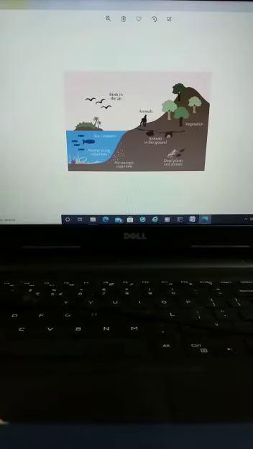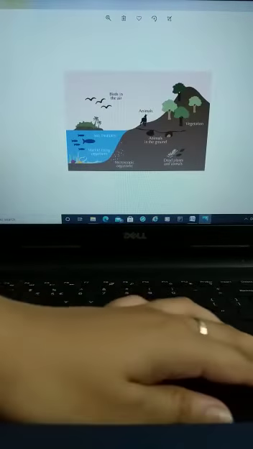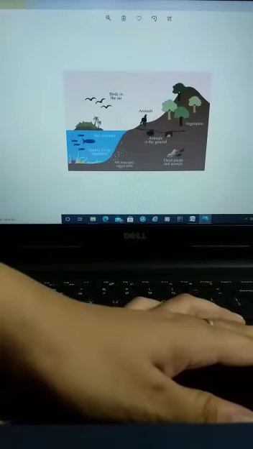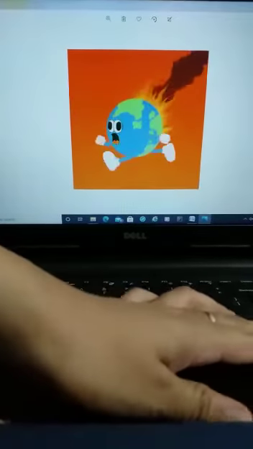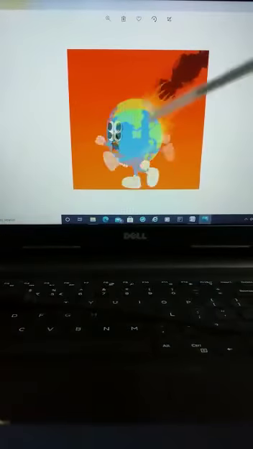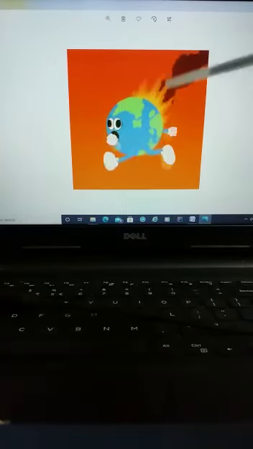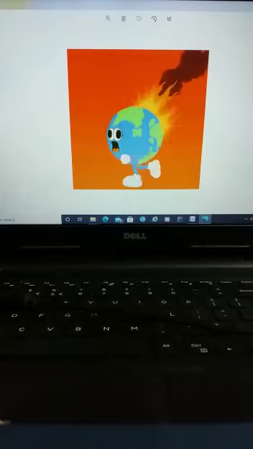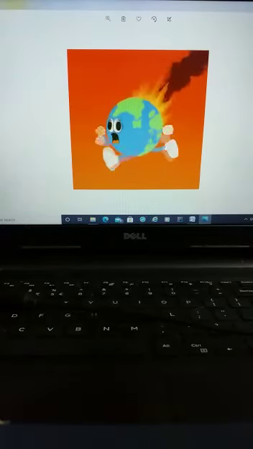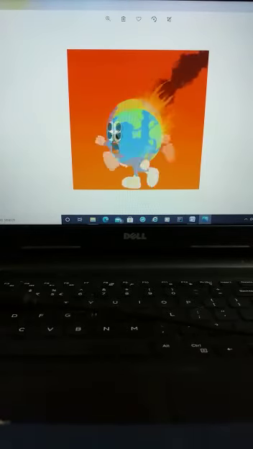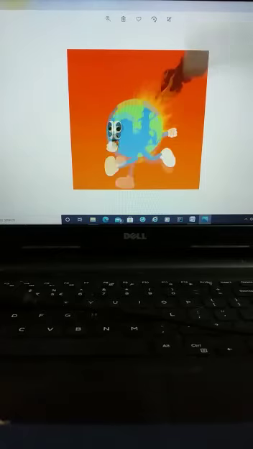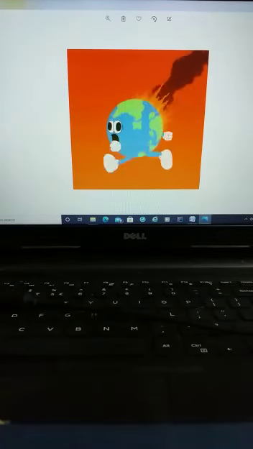So here, what is the impact of human activities on the four domains of the earth? Let's see what the human activities are. Look at how the earth is running. This is a picture of global warming. How does it happen? Smoke from factories and vehicles pollutes the atmosphere and increases what? Carbon dioxide in the air.